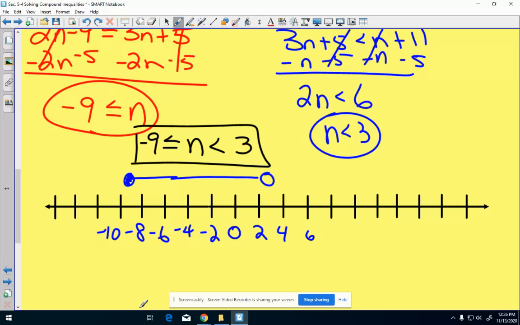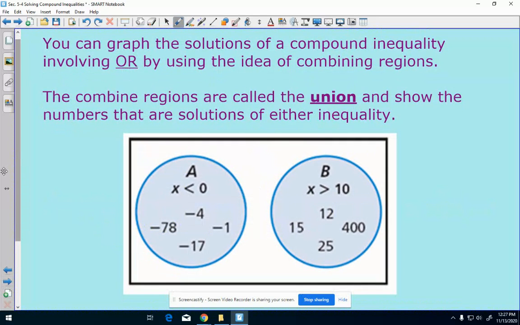Okay. Public service announcement, these symbols will always go the same way. If they don't, one of two things, you're wrong, or there's something going on with the problem that makes it do that fashion. Okay. All right. So that's an intersection. They share something in common. The other option is an or. Okay, or what's mathematically known as a union.